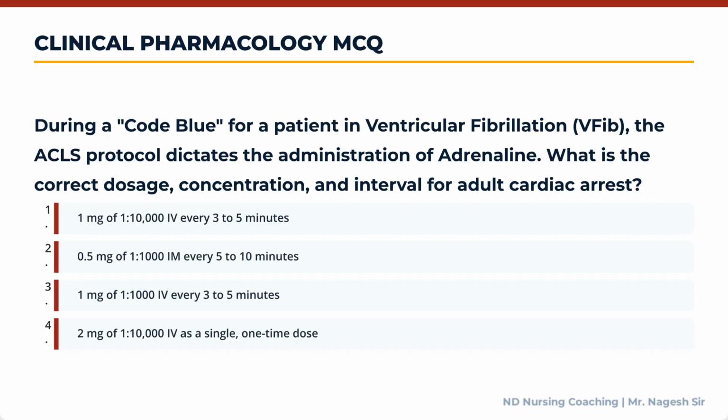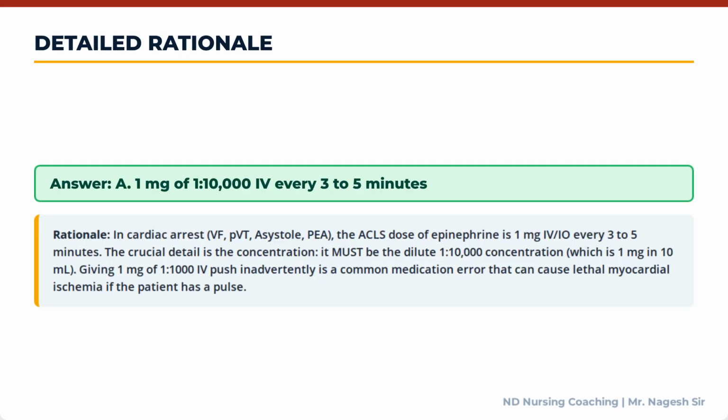During a code blue for a patient in ventricular fibrillation, what is the correct dosage, concentration, and interval for adult cardiac arrest according to ACLS protocol? The answer is A, 1 milligram of 1 to 10,000 IV every 3 to 5 minutes. The crucial detail is the dilute 1 to 10,000 concentration. Giving 1 to 1,000 IV push inadvertently can cause lethal myocardial ischemia if the patient has a pulse.